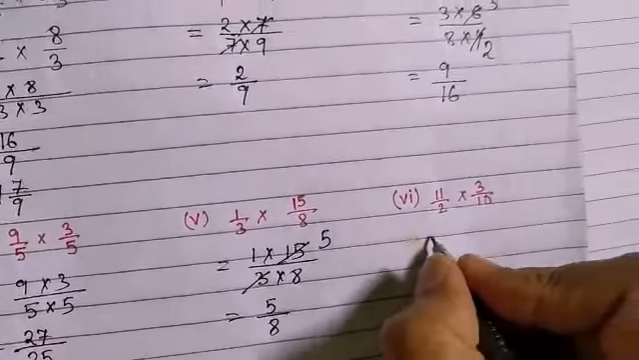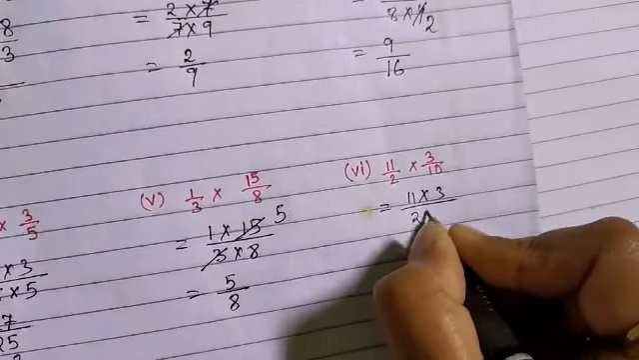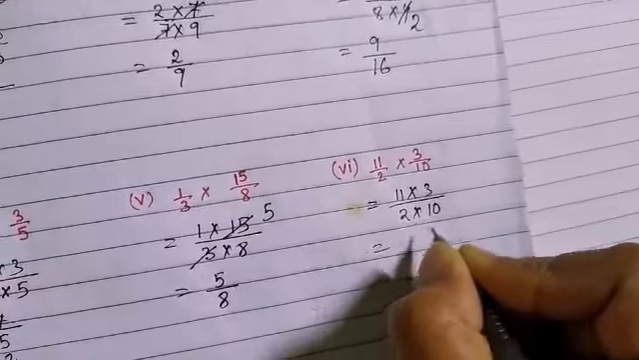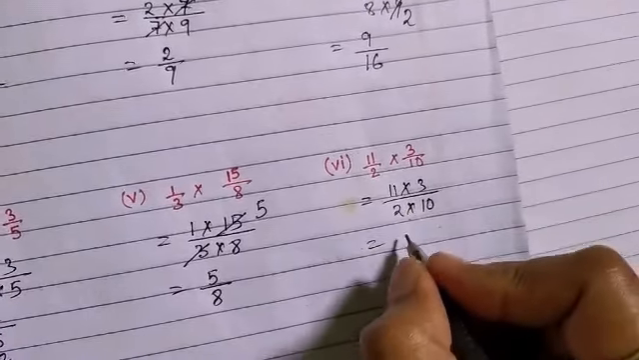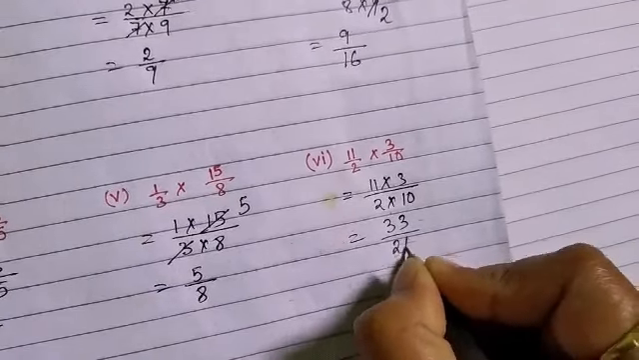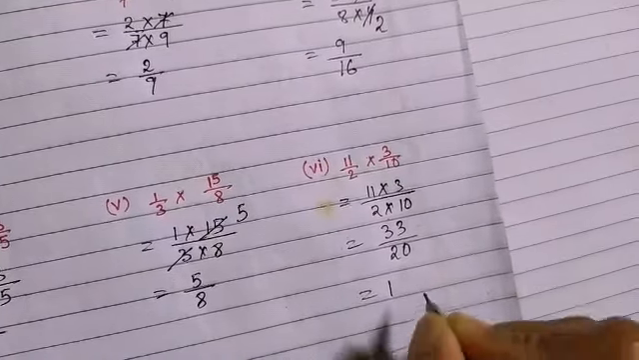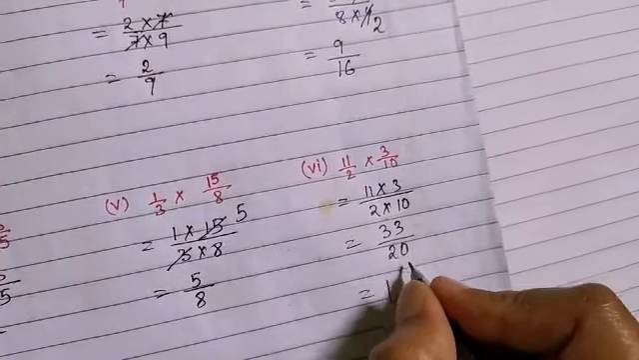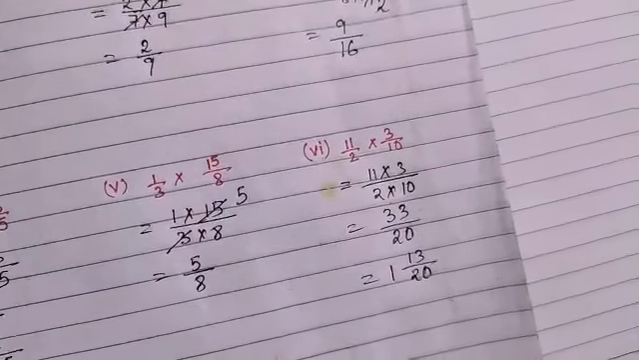Then number 6. 11 into 3 divided by 2 into 10. Here also the numerator and denominator cannot be cut, that's why direct multiplication. 33 by 20. Then it is converted into a mixed fraction. 20 1s are 20. Then 33 minus 20, that means 13 by 20.